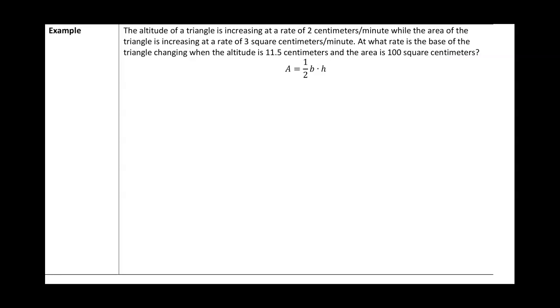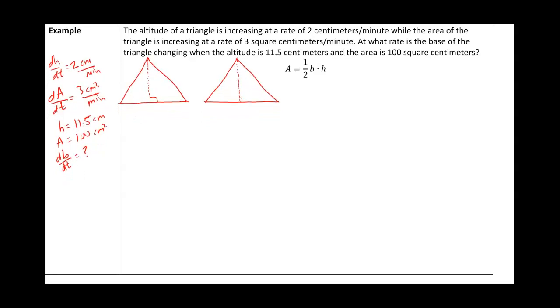We're looking for the rate of change of the base of the triangle. So we need a formula that relates the area to the base. The formula for the area of a triangle is 1/2 base times height. On the side, I put all the information that I have. The altitude is the same thing as the height, so dh/dt, the rate of change of the height, is 2 centimeters per minute. dA/dt is 3 square centimeters per minute. Our height is 11.5 centimeters and our area is 100 square centimeters.